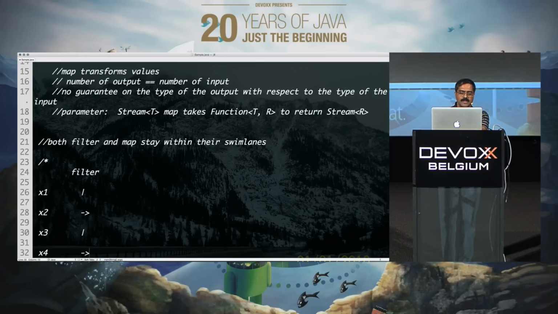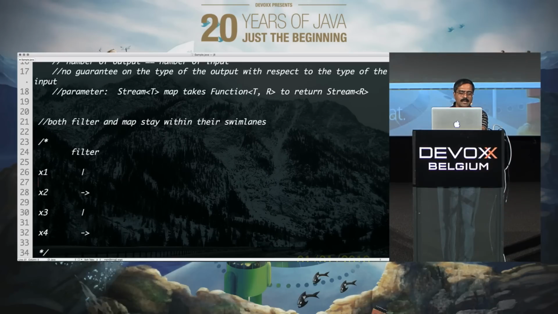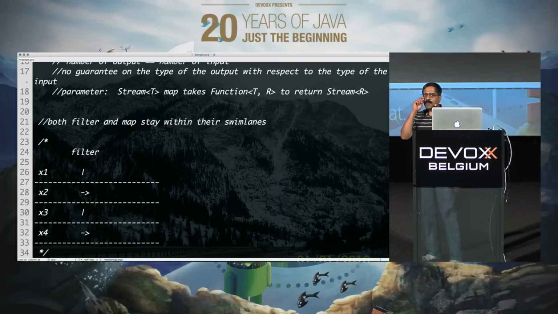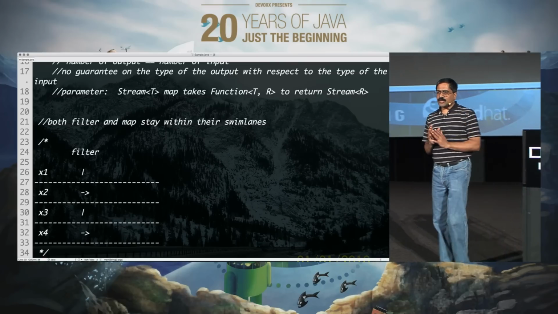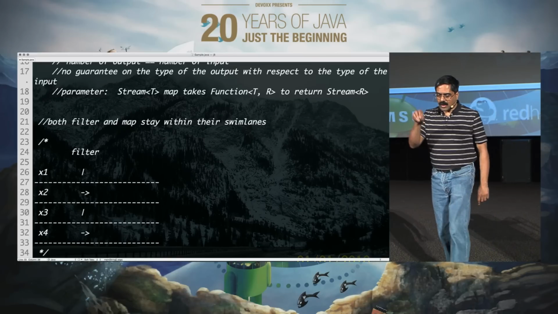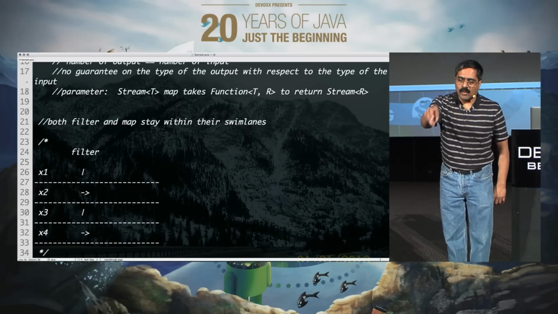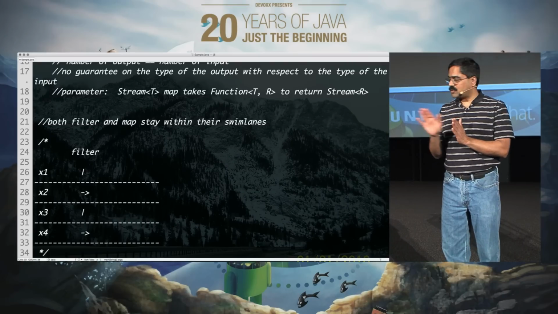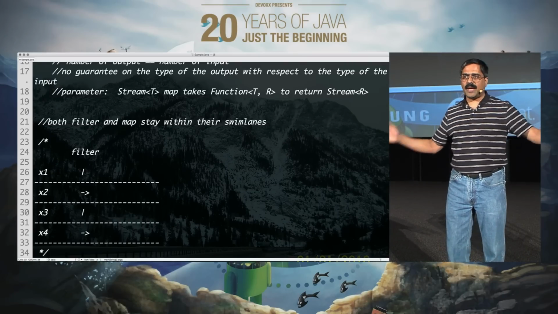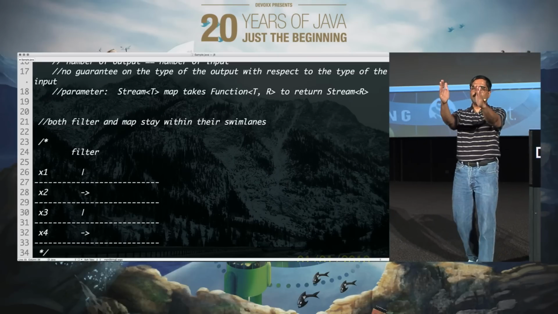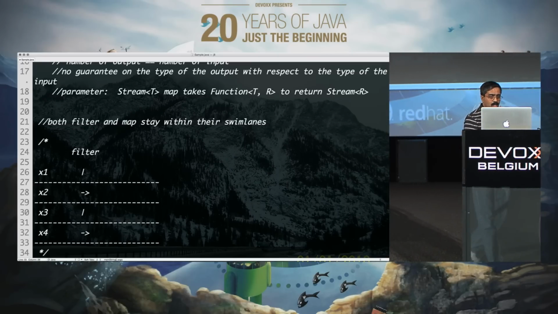But if you look at this, they pretty much are minding their own business, meaning they stay within their swim lanes. If you think of these as swim lanes, filter is only keeping within its swim lane. So filter says, I'll take an element, I'll move it forward or block it. In this element, I'll move it forward or block it. It never looks for elements to the sides, left or right. It keeps focus on its own swim lane. That's all it cares about.